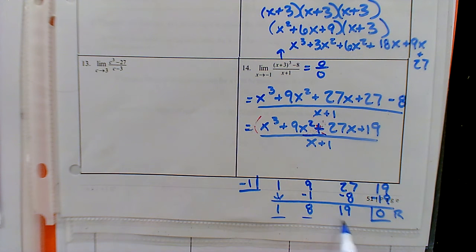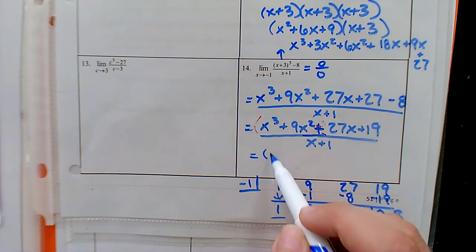What about this 1, 8, and 19 that we have left? What's that representing, or how can we rewrite those values? Go ahead, Braden. X squared plus 8x plus 19.